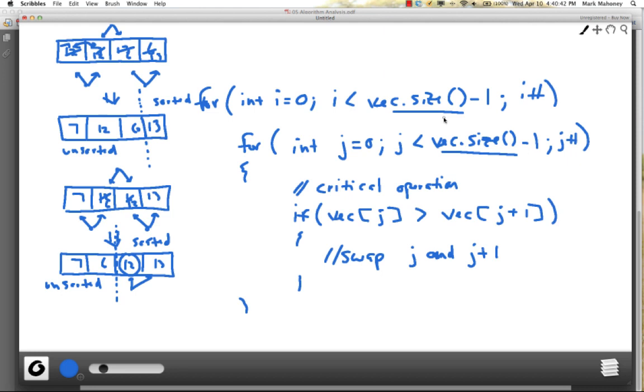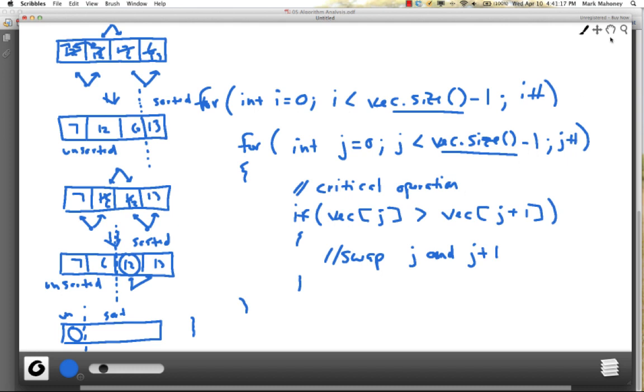Actually, if we stop one short, what would happen in that case is we'd have basically a sorted part over here and an unsorted part that's exactly one element. But we know for sure a list with one item in it is by default sorted. So we can stop one short here too, and this is our typical bubble sort algorithm. Okay, so let's try and analyze this.